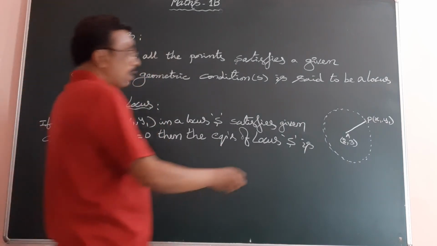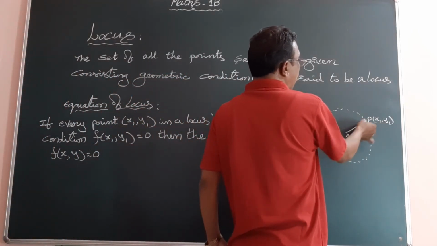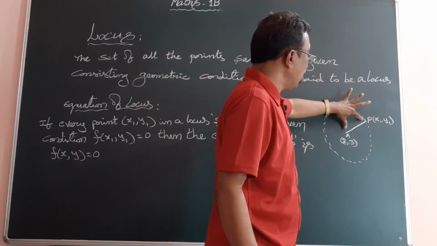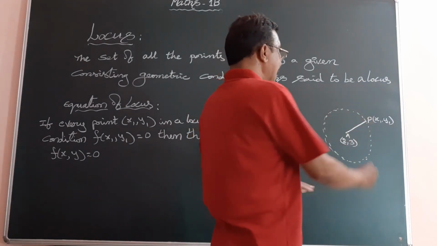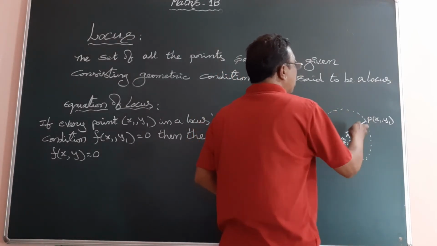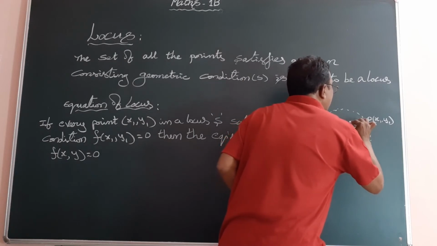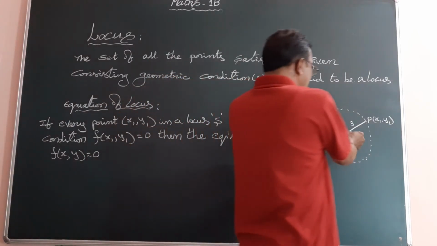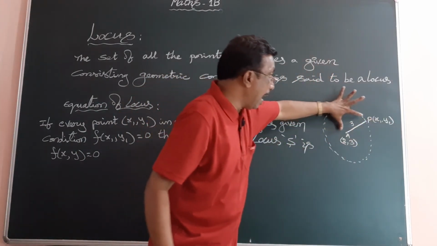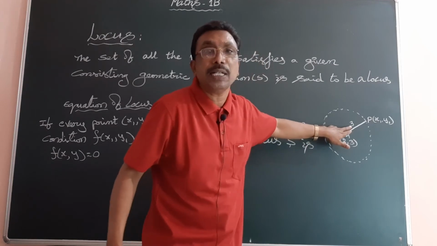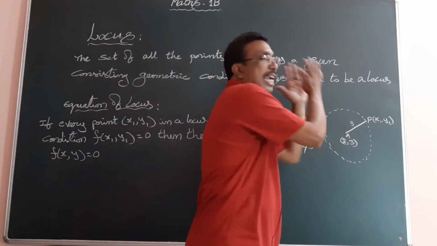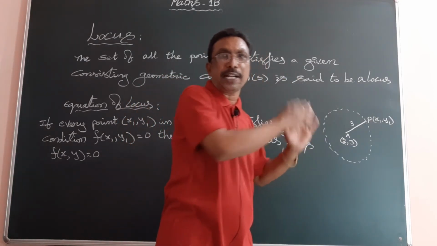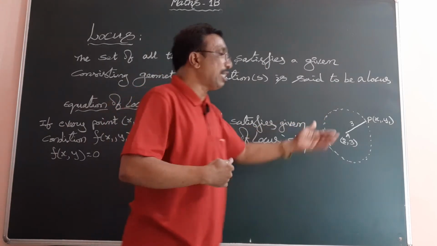First of all, these are two points, and the distance between these two points is given as 3 units. A is one point, P is another point. AP distance is equal to how many units? 3. So this is the condition: AP equals 3 units. This is the geometric condition. Now we find the equation of the locus.